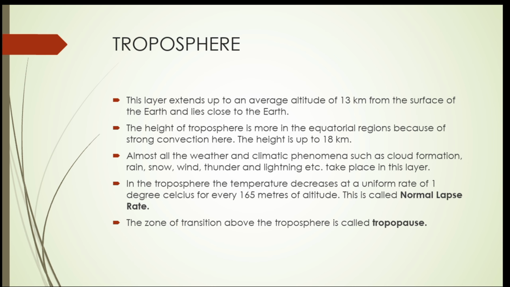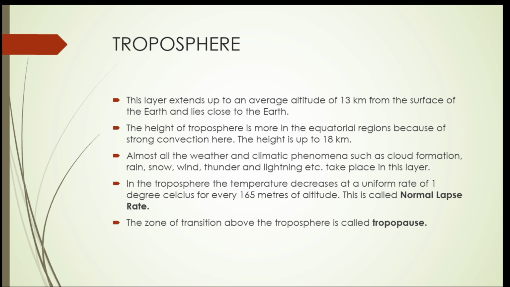Although we talked about an average altitude of 13 km, in the equatorial regions, the troposphere can gain a height of up to 18 kilometers. This is because of the strong convection here. That is, in the equatorial regions, the air experiences strong upward draft. This pushes the troposphere to a much higher level, that is, up to 18 kilometers.